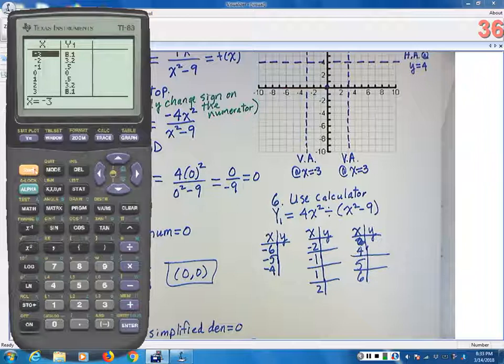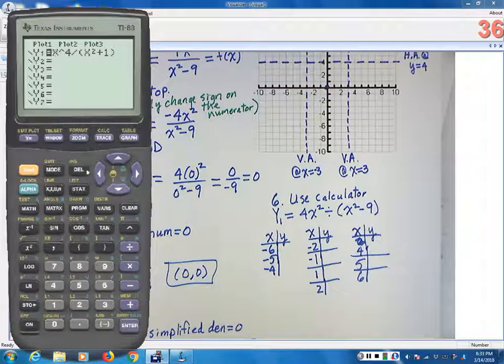Turn it on. Second quit. Y equals. Clear it out. If you want, you can put the numerator in parentheses, but because it's just one term, I don't need those. I'll go ahead and write it like that so you can see. If you're not sure, it doesn't hurt to put the numerator in parentheses, divided by the denominator in parentheses, X squared minus 9.